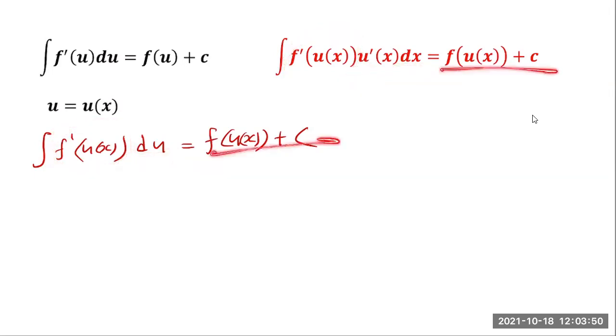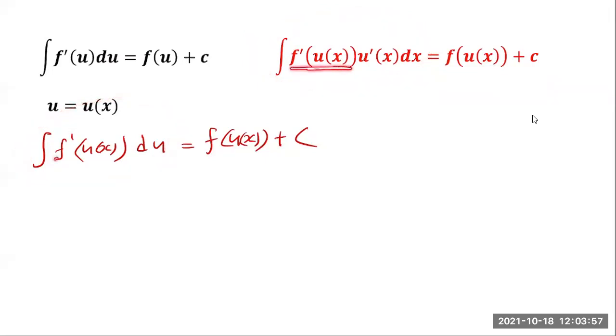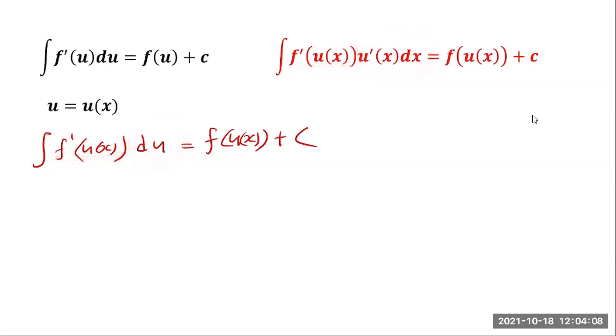These two sides are equal. That means your left-hand sides must be equal. On the left-hand side, these two expressions are already equal. So it suggests that du must be equal to U prime of X times dx. That motivates our next definition. Let's define du there. Basically, du is equal to U prime of X times dx.